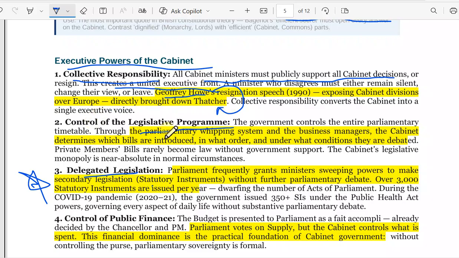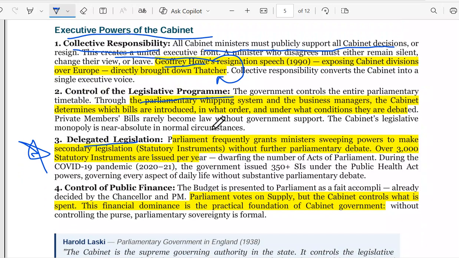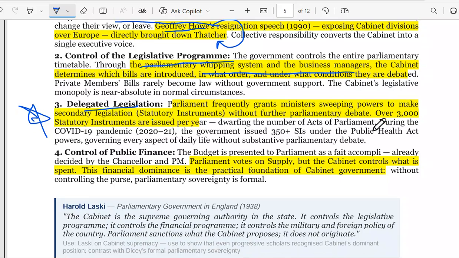How it controls the legislative programs, all the parliament whipping system. I've told you that the cabinet determines which bills are to be introduced, in what order and in which conditions.